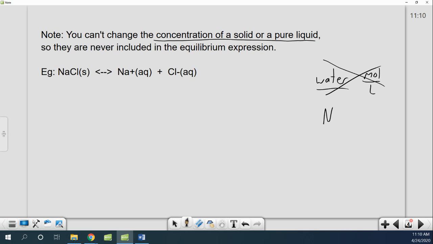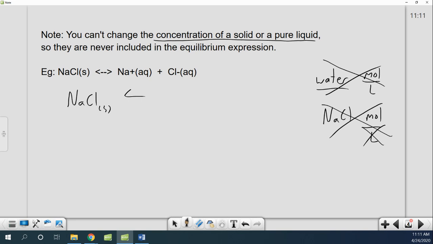Same with a solid. If I say, here's a salt shaker with some salt in it, what's the concentration of that salt? Well, I could figure out how many moles I have, but it's a solid. I can't figure out how many liters it's in, because it's got a fixed volume. Solids have a fixed shape and fixed volume. So you can't do concentrations of solids. Because you can't change the concentration of a pure solid or a pure liquid, you just don't include them in the equilibrium expression.